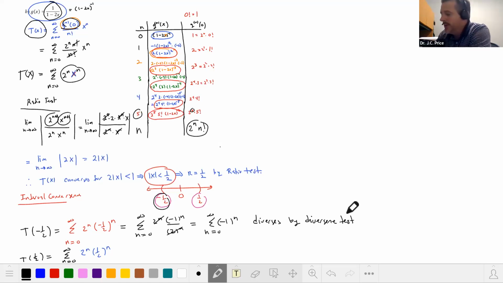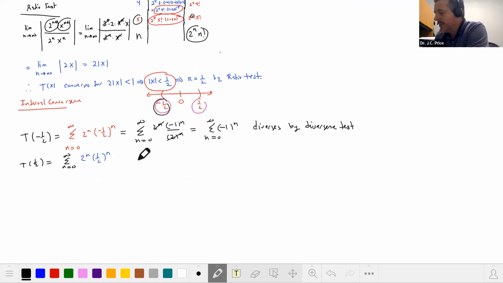And then we'll come down here and do this last one. And so what's this going to equal? Well, this is just the sum n equals 0 to infinity of 2 to the n times, and then you can write 1 to the n, but 1 to the n is 1, and then divided by 2 to the n. And so they're going to cancel, and we just get the sum n equals 0 to infinity of 1, which also diverges by the divergence test.